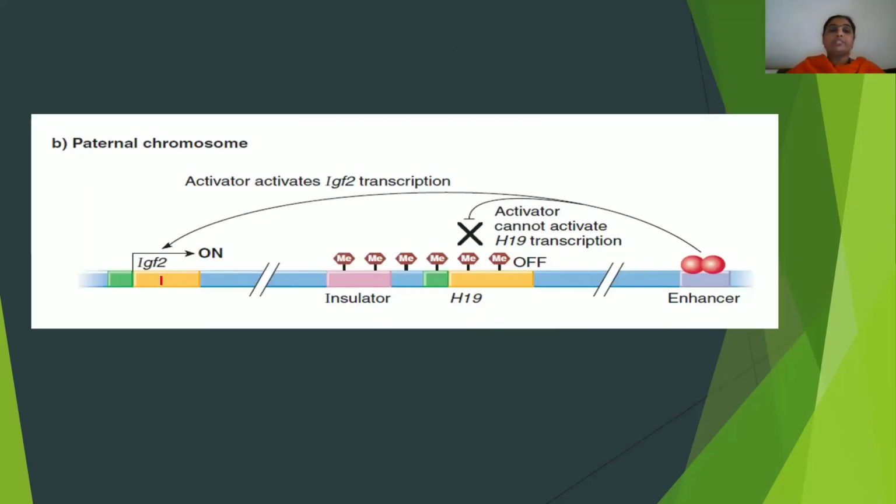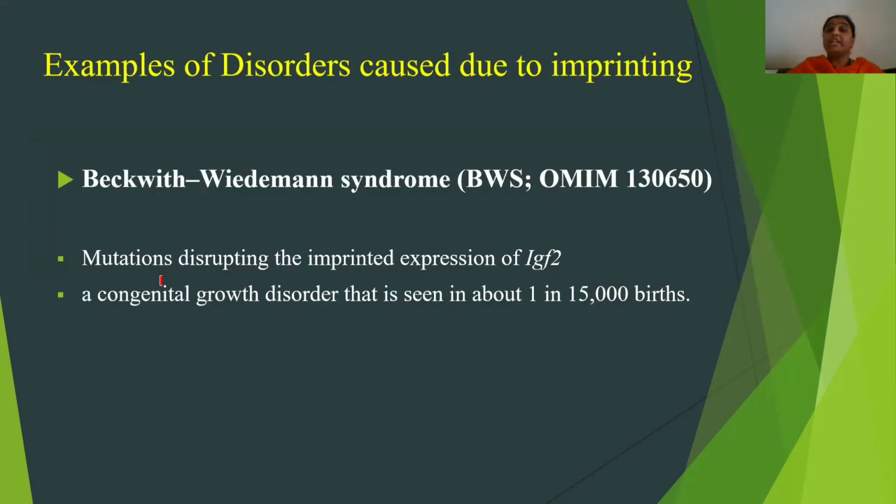Now, we have just seen that IGF2 is expressed from the paternal chromosome, and if there is a mutation or disruption in this IGF2 gene, a disorder arises, here Beckwith-Wiedemann syndrome. Though the non-mutated form of IGF2 is present on the maternal chromosome, you still observe the arising of this syndrome.